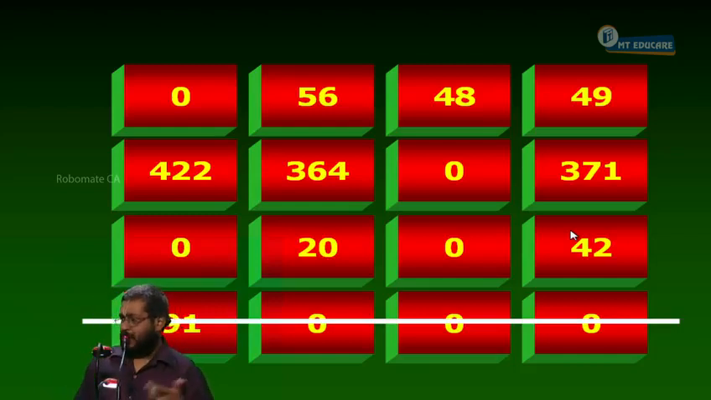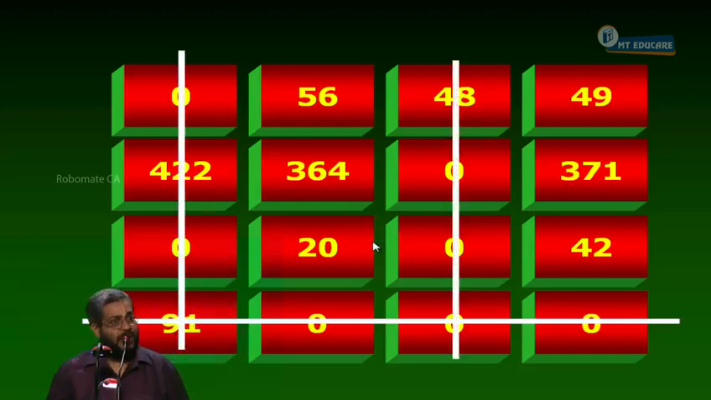Now, answer me. Any other row with 3 zeros? Any column with 3 zeros? No. Any row with 2 zeros? Which row? Third row. Any column with 2 zeros? Yes. Which column? First column, third column. That means you have two columns with 2 zeros and one row with 2 zeros. I should draw against columns or rows? Columns. I'll draw against the first column and then the third column. Now, tell me, all zeros covered?